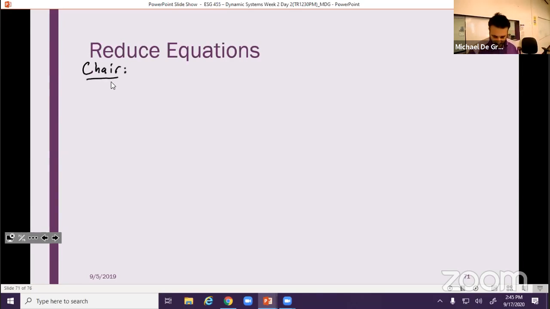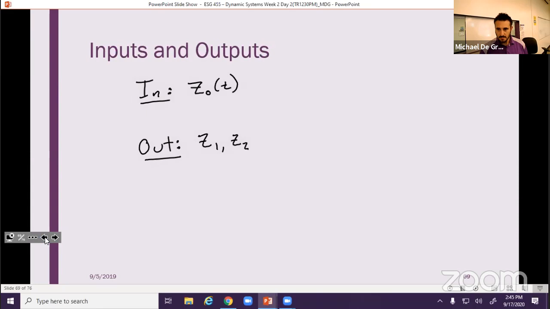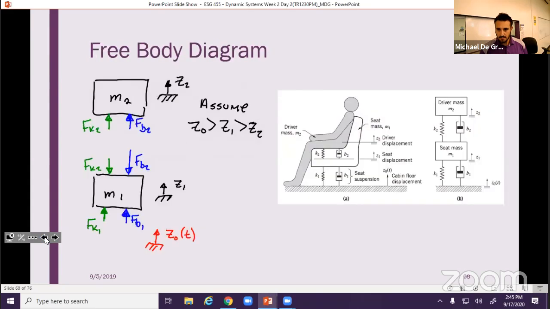So we're going to sum our forces. Well, let's go back to our free body diagram, shall we? What happened with mathematical truths? Who stole my mathematical truths? All right, anyway. We're looking at the chair.